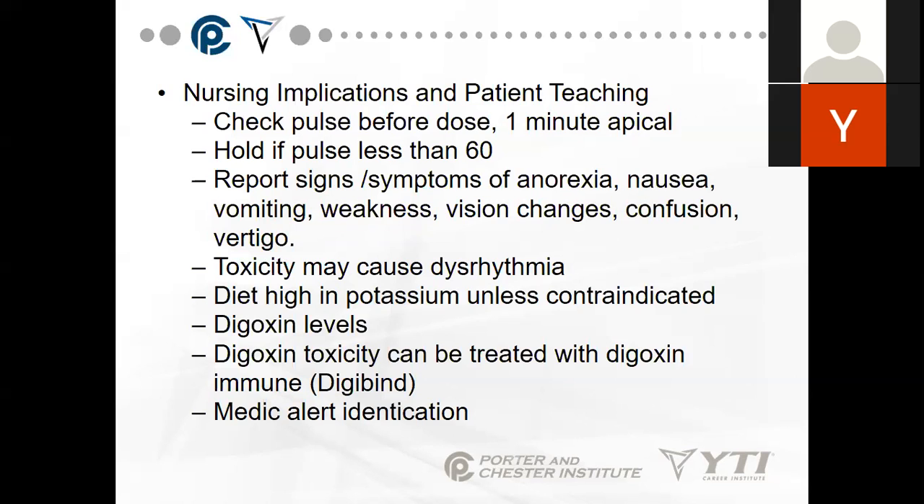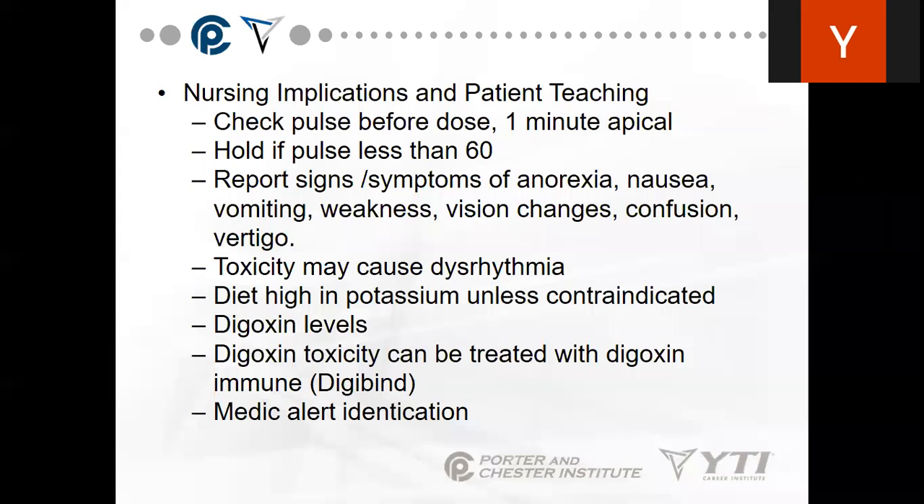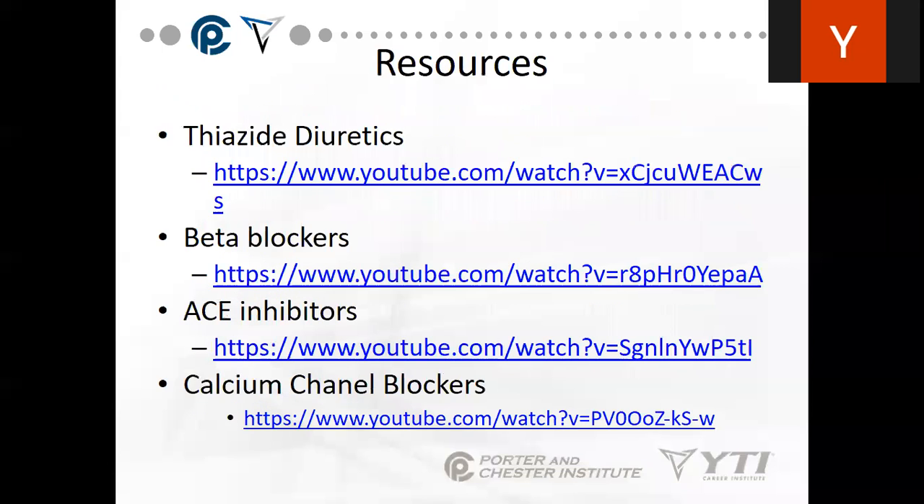That's why you want to be careful if the patients are on a potassium-sparing diuretic, you don't want to increase the potassium. If they're on another type of diuretic, you're probably going to have diets high in potassium, because those diuretics tend to pull it out and the patient will lose it. Digoxin toxicity can be treated with digoxin immune fab, which is Digibind, and also make sure they have a medic alert bracelet on their arm, okay?